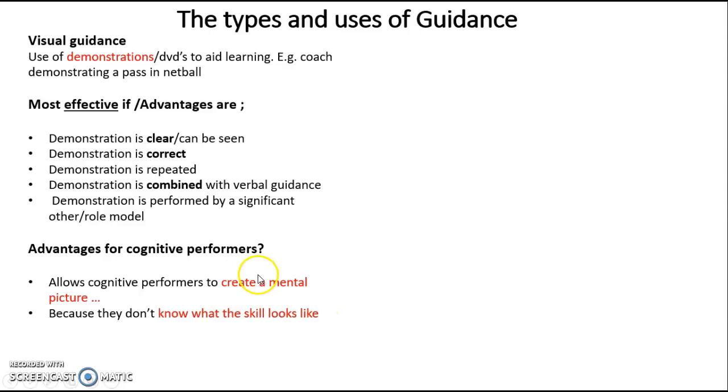So they've got to create this mental picture from the demonstration in their brain, and that allows some kind of positive transfer in their brain. So if we go from there, what are the disadvantages then?